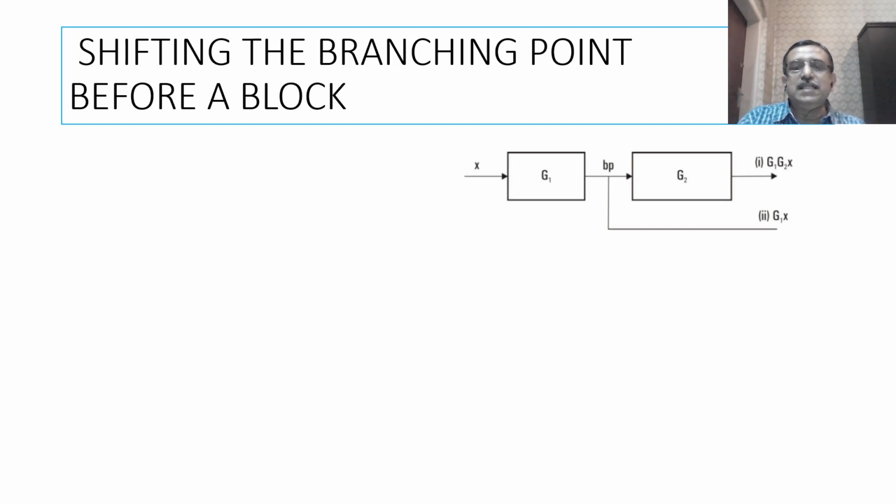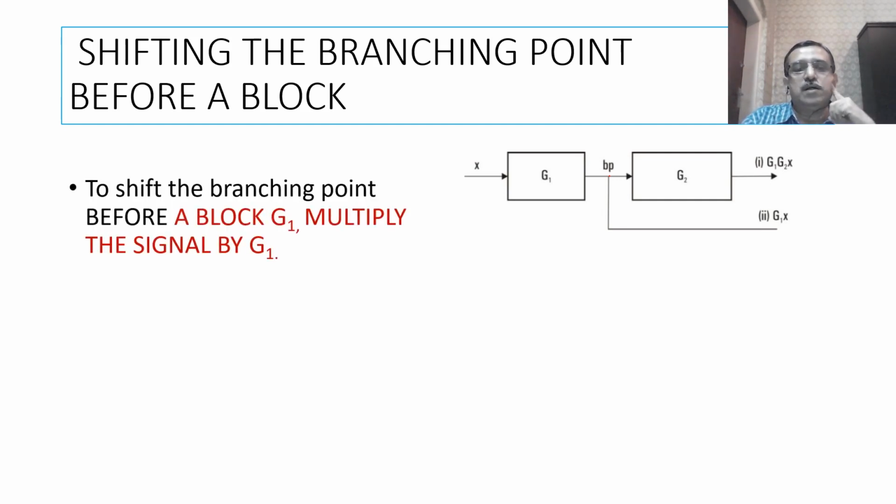So let us consider shifting of branching point before a block. So this is a block, this is a branching point. So I'm going to shift this branching point from here to here. The idea behind this is, once I shift the branching point, the signals coming out should be G1, G2x here and G1x. So let us see.